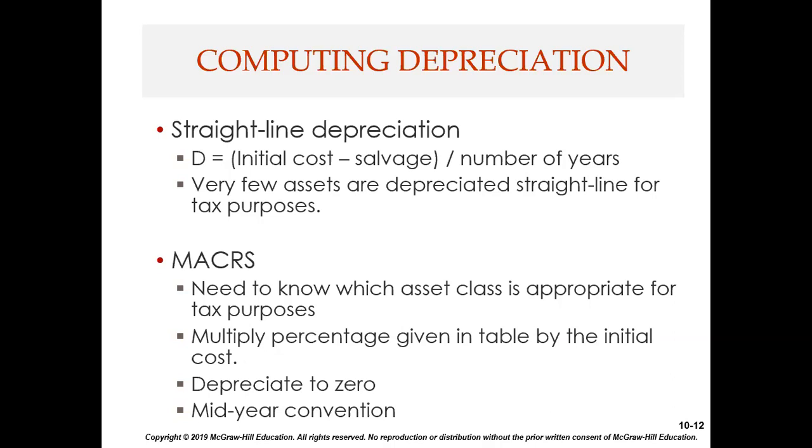And all we do is say, okay, what was the life of the asset? Say it was 3 years. What year am I calculating depreciation for? The first year. Okay, then I'm going to take the cost of that asset times 33.33%, and that's the amount of tax depreciation. If it's the second year of that asset's life, you use 44.45%. And the third year, and then the fourth year.